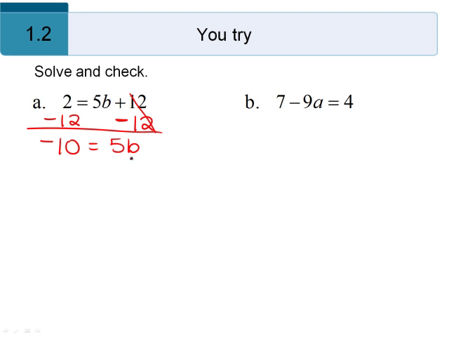Then the next step, we need to get rid of the 5, so we're going to use division because that's multiplication there. Divide by 5 on both sides, so b equals negative 2.